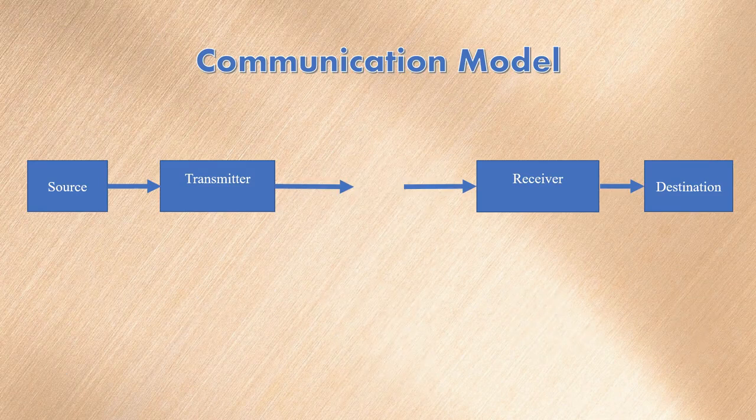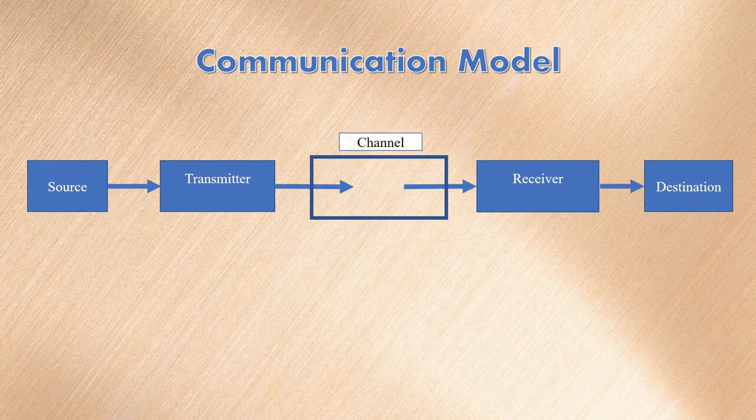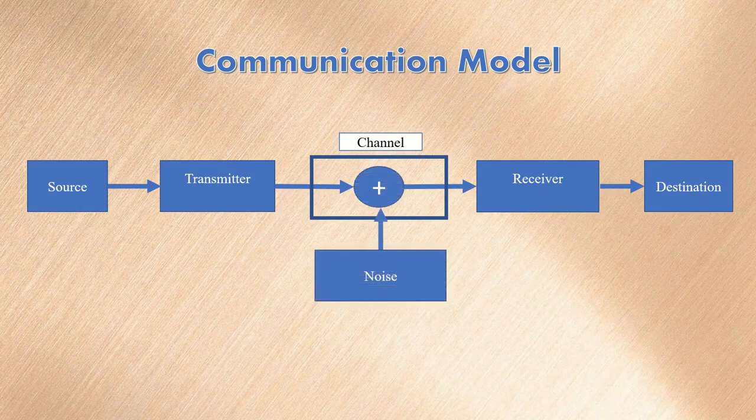In the real world, the channel doesn't transfer the information from the transmitter to the receiver as it is. Instead, it adds some noise along with the information. Modulation happens at the transmitter side and demodulation happens at the receiver side. What is modulation and demodulation? Let us see down the line.